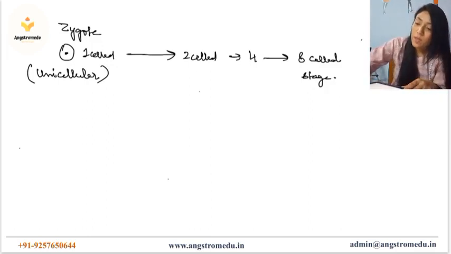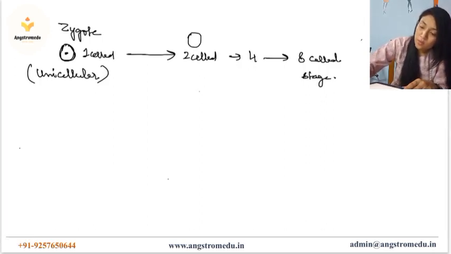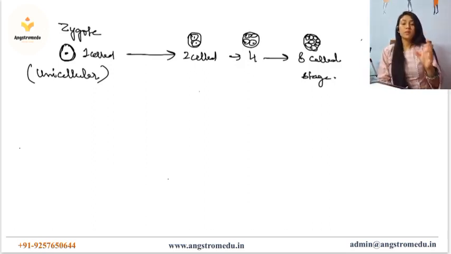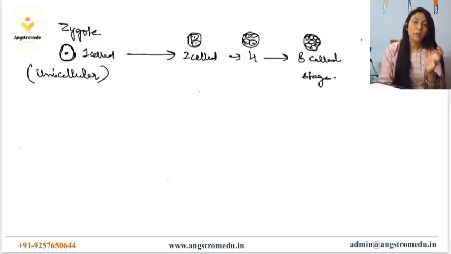How? See, here the size of zygote is of this much. In the 2 cell stage also the size remains the same, just the number of cells are added. And in 4 cell stage again the size of zygote remains same, only the number of cells increases. And similarly in case of 8 cell stage, the size of zygote, the size of embryo remains the same, but number of cells increases.